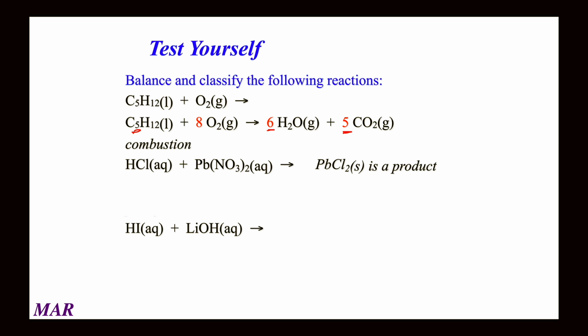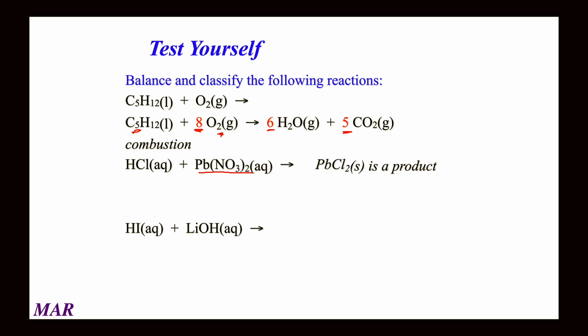And the last thing to do is balance the oxygen. So from water, 6 times 1, plus from the CO2, 5 times 2, that's 16 oxygens. Oxygen is a diatomic, so 16 divided by 2, 8 O2s. The next one, HCl is an acid. And if you don't look any farther, you might be tempted to say, oh, acid-base. But wait a minute, is PbNO3 a base? And the answer is no. A base is a metal hydroxide, and a nitrate is much different than a hydroxide.